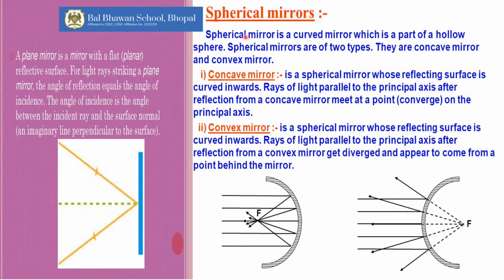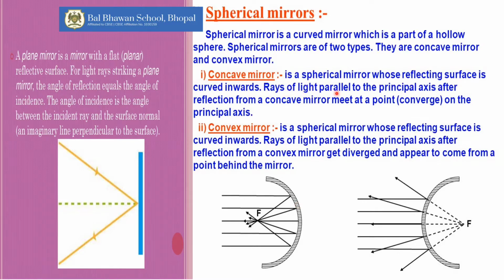Now, let us see what spherical mirrors are. A spherical mirror is a curved mirror. It is a part of a hollow sphere. Spherical mirrors are of two types, concave mirror and convex mirror. Now, concave mirror. In the case of a concave mirror, the reflecting surface curves inward. For example, look here. Here, the reflecting surfaces are curved inward.